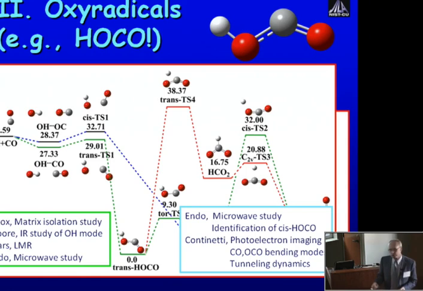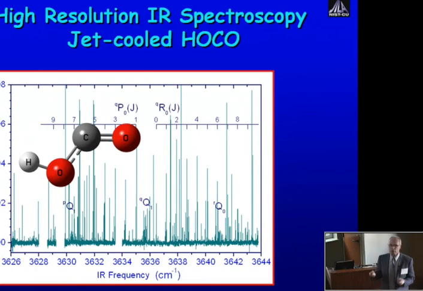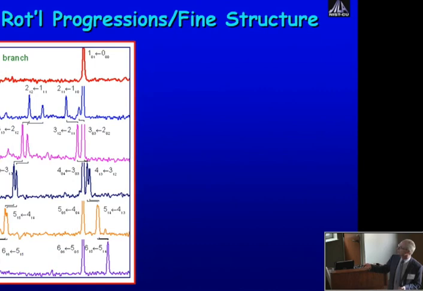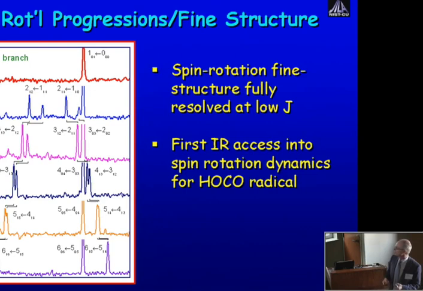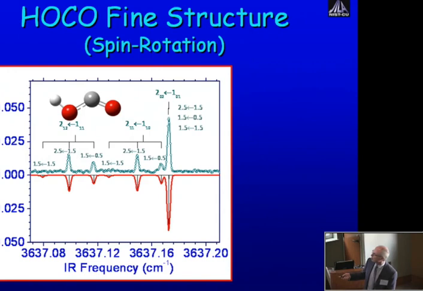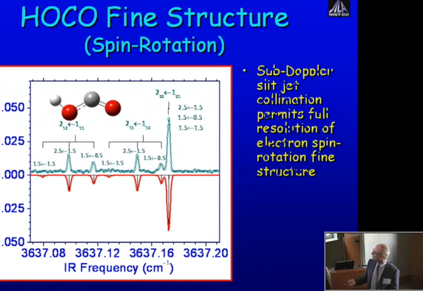What I'm showing here now is a sub-Doppler jet-cooled spectrum of trans-HOCO. I'm just going to show you a very little bit of information. Here are rotational progressions in an R branch, to elucidate the fact that we not only get a symmetry structure, but we also get spin rotation information on this radical. This gives us really first infrared access into spin rotation dynamics in a radical like this. That's maybe a little more explicit example of the spin rotation information, and again, really facilitated by the sub-Doppler resolution.